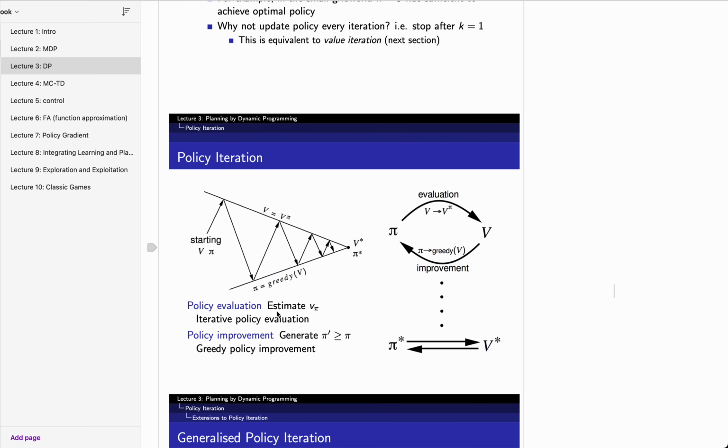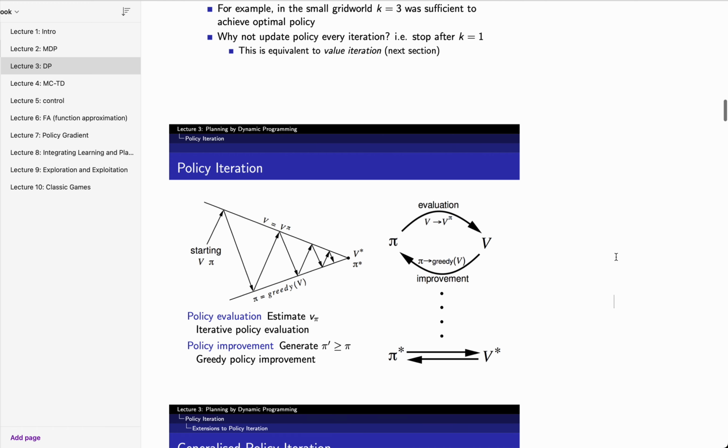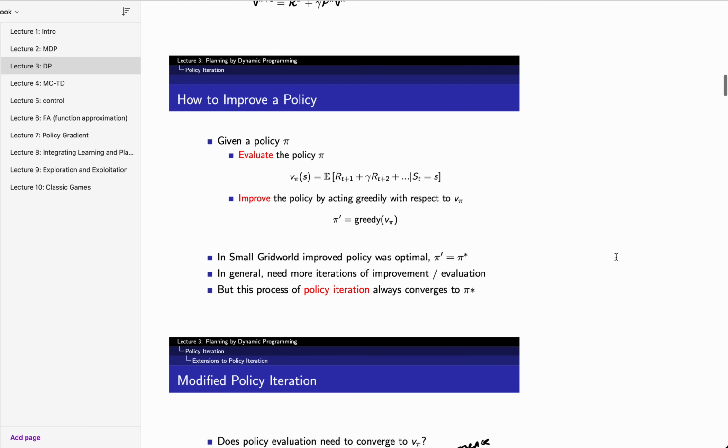So I'm going to explain how it estimates v pi and how it generates this pi prime, which is better than pi. And then I will go back to these slides. So hopefully by then you will understand what policy iteration is.